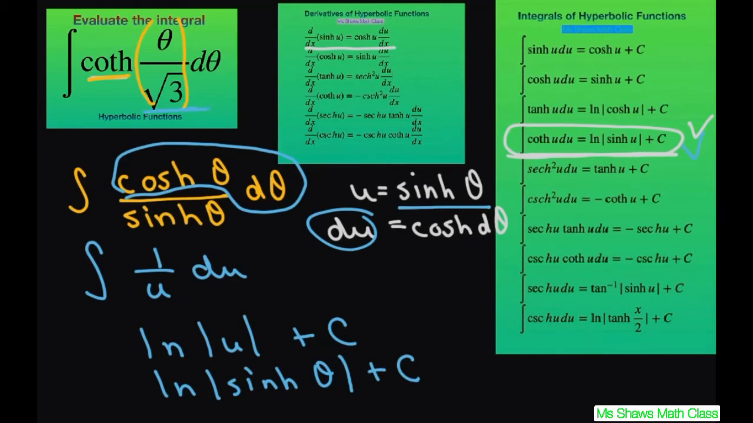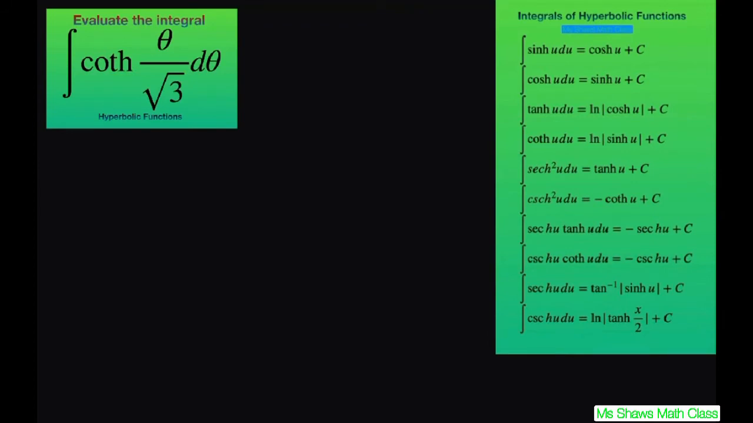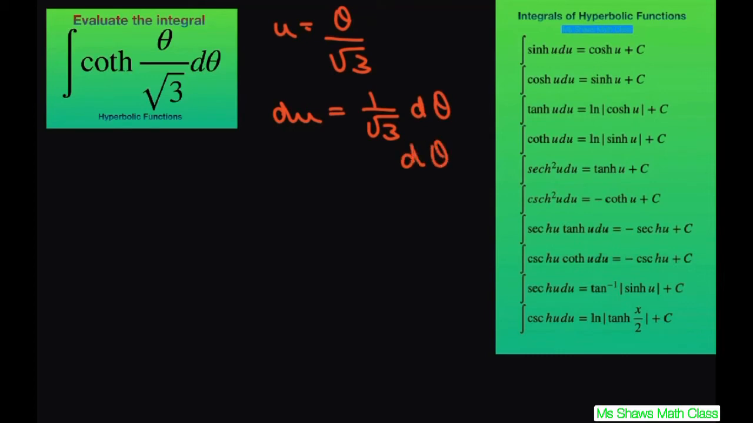Now let's take care of what we really have. So we're going to let u equal theta divided by the square root of 3. So du is going to be 1 divided by the square root of 3 d theta. So our d theta equals the square root of 3 du. Now let's write everything in terms of u.